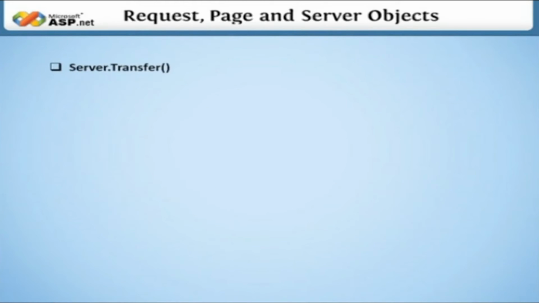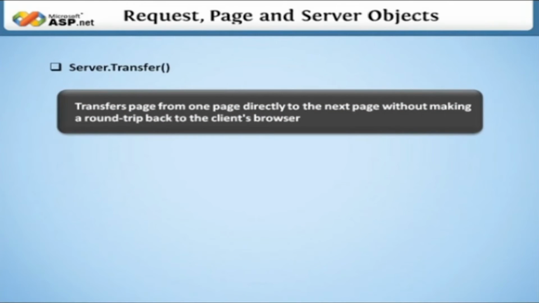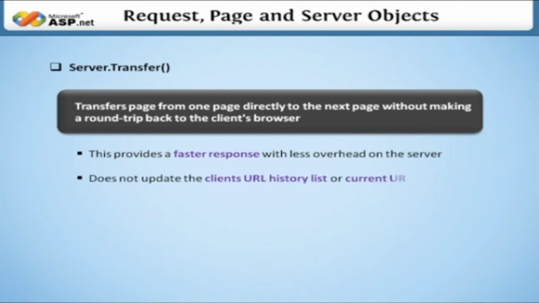First off, let's talk about server.transfer. This transfers a page from one page directly to the next page without making a round trip back to the client's browser. This provides a faster response with less overhead on the server. Server.transfer does not update the client's URL history list or current URL.